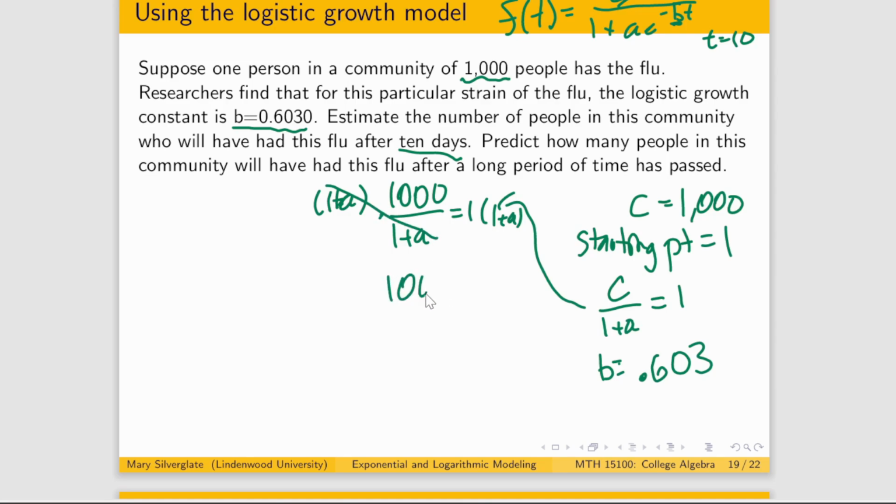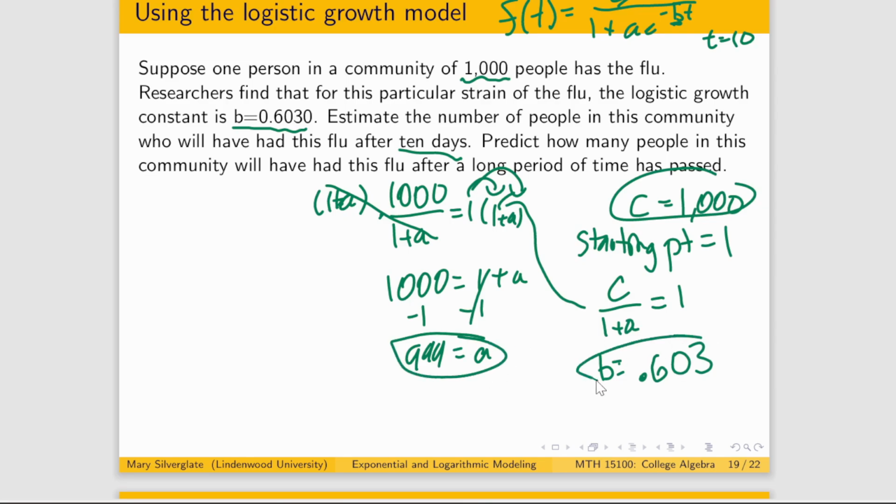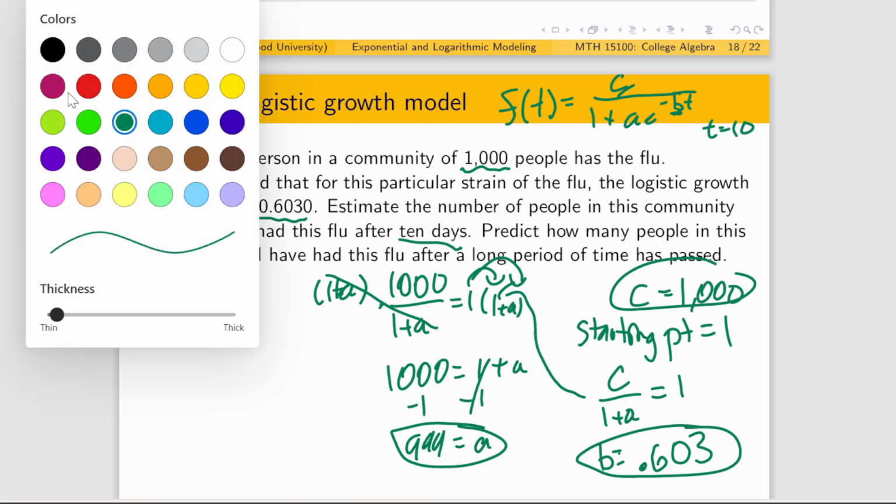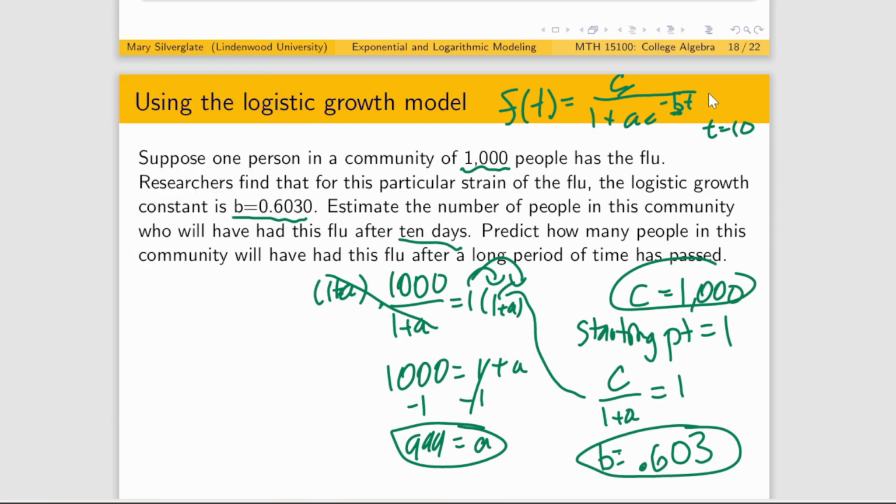That cancels out to make 1. I'm left with 1,000 equals, we distribute the 1 to both of these, but that doesn't really do much. 1 times 1 is still 1. 1 times A is A. And then we subtract 1 from both sides to get rid of that adding 1, so A is equal to 999. So our entire model, if we now have a C of 1,000, an A of 999, and a B of 0.603, that's exactly what we're going to plug into our generic model given to us.